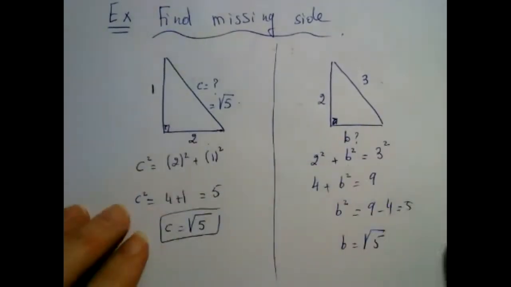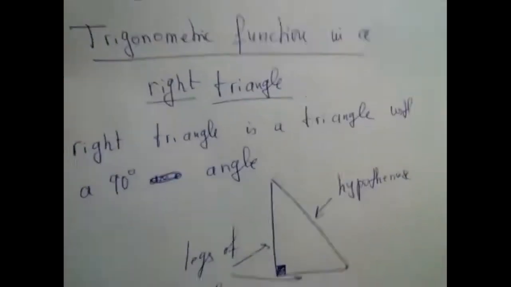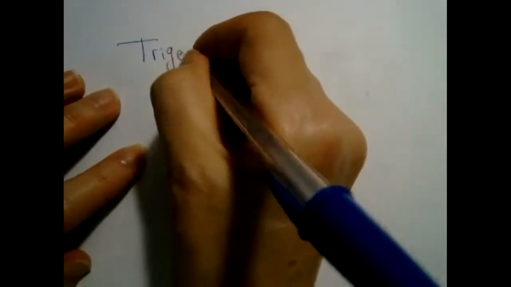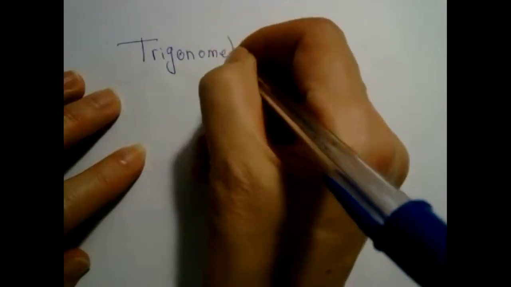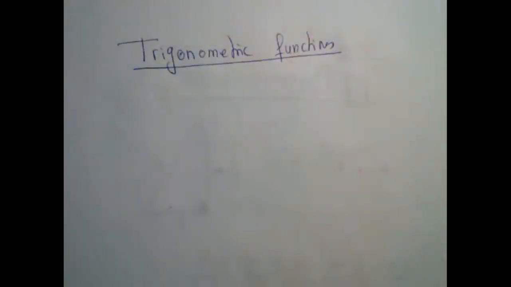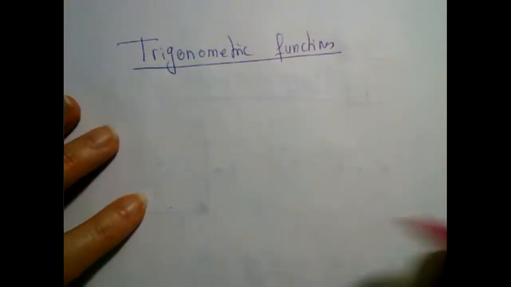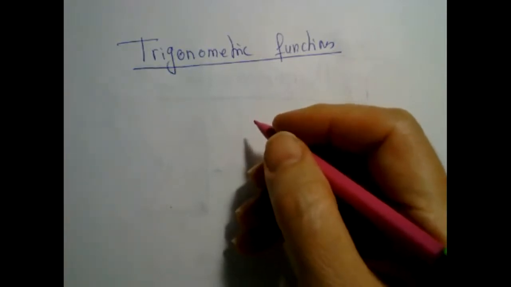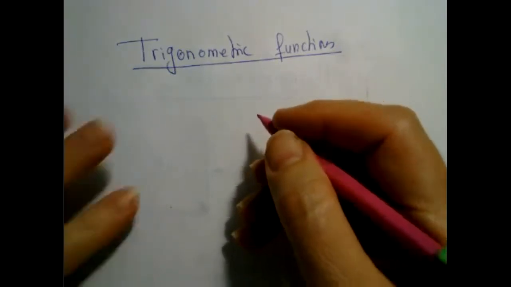It's fairly useful. Now I'm going to move back to the trigonometric functions in a right triangle. And this is only true in a right triangle. When we say trigonometric functions, I mean the sine, the cosine, the tangent, and so forth. Now, suppose we are in a right triangle. So I'm going to draw it. So this is my right triangle.